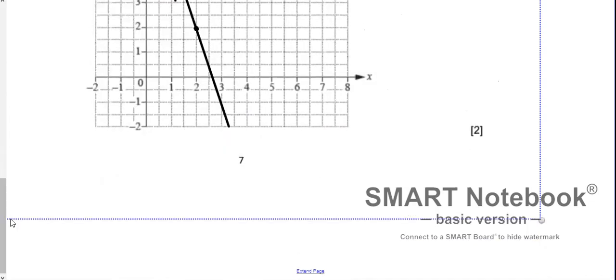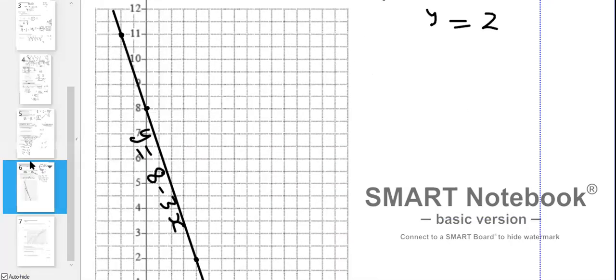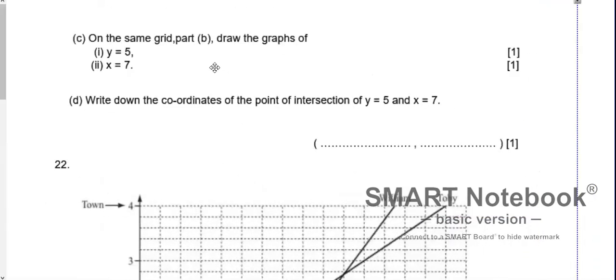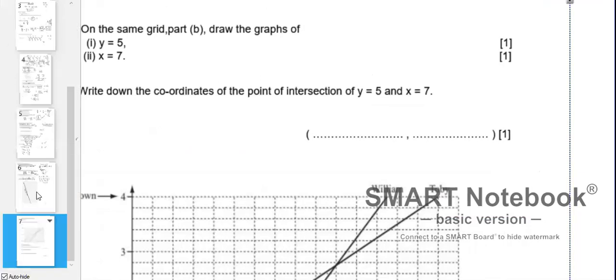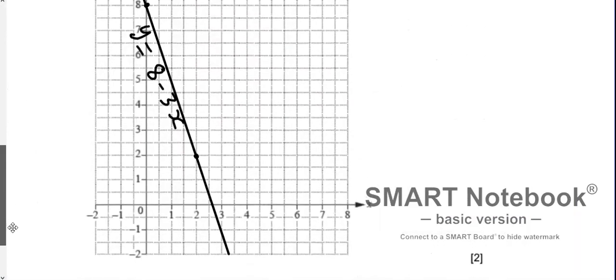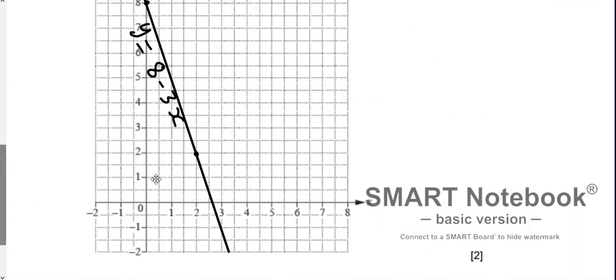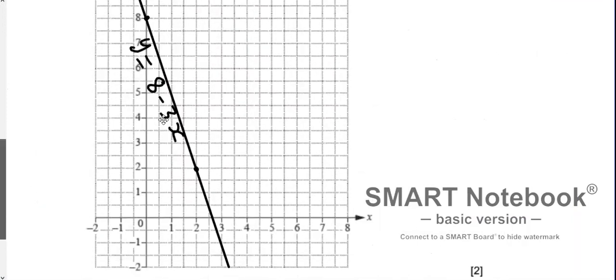And then the next question. The next question will be on the last part. Okay, then we have a few questions here. On the same grid, part B, draw the graph of y equals 5. Okay, y equals 5, you come back here.